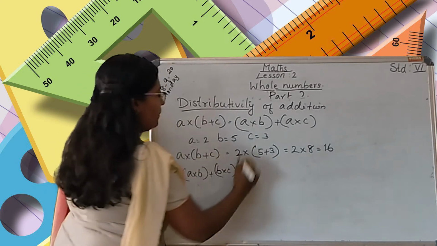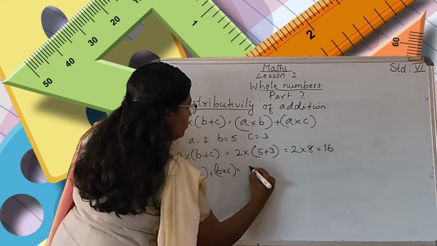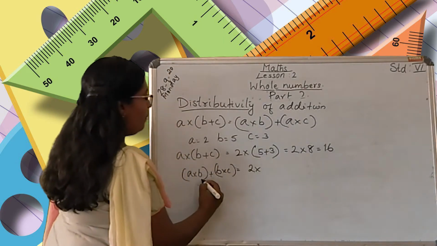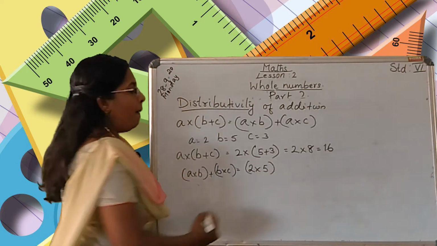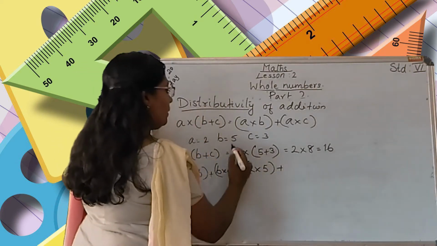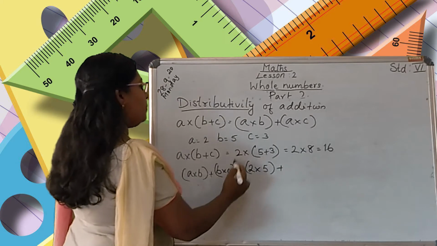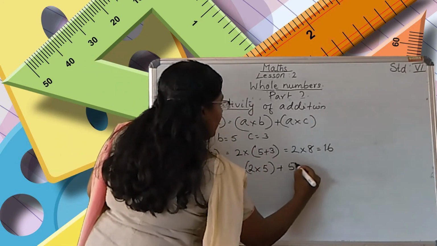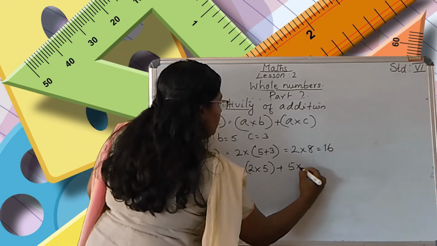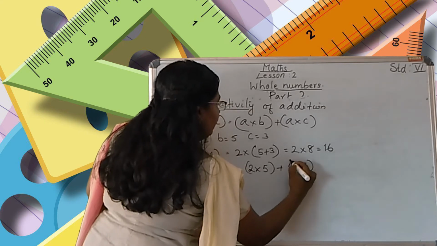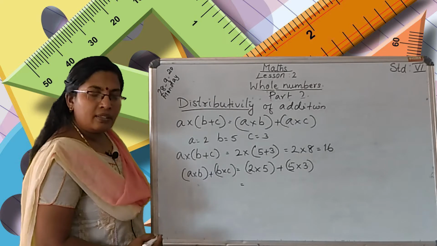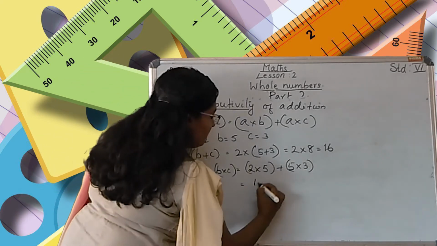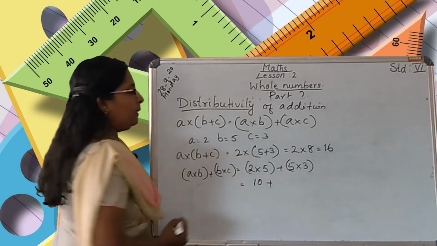That is, what is the value of A? 2 into B is 5. 2 into 5 plus B into C, 5 into 3. 2 5s are 10 plus 5 3s are 15.